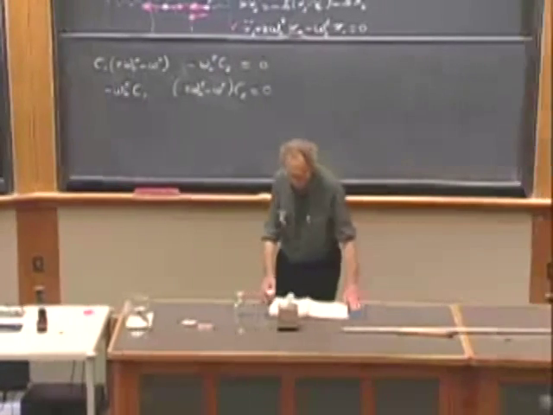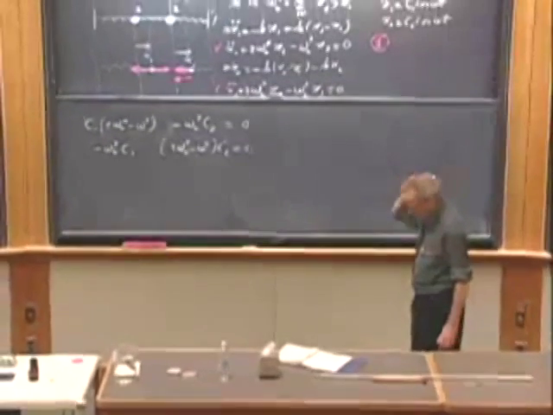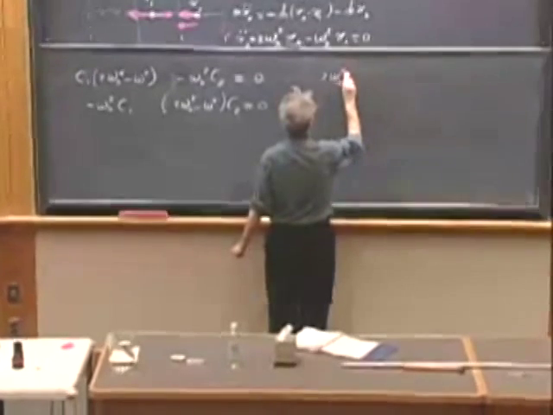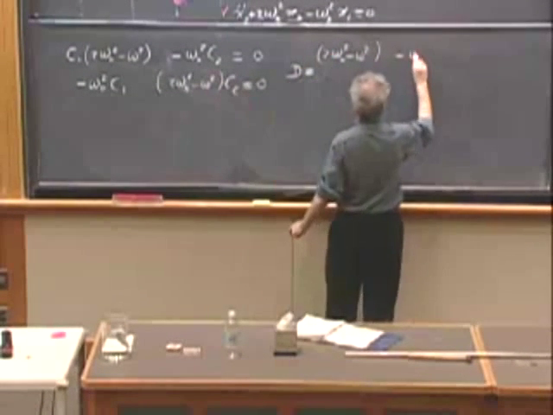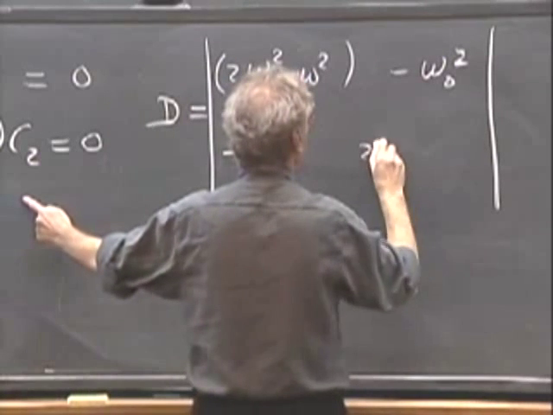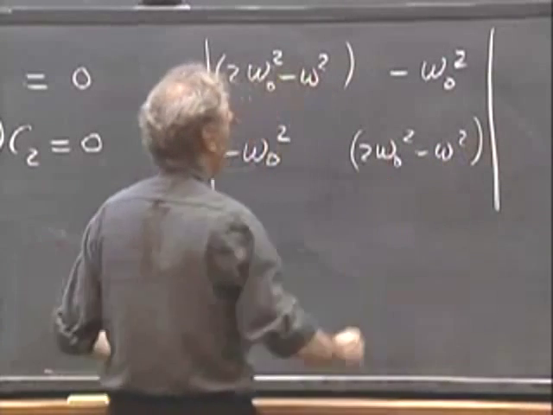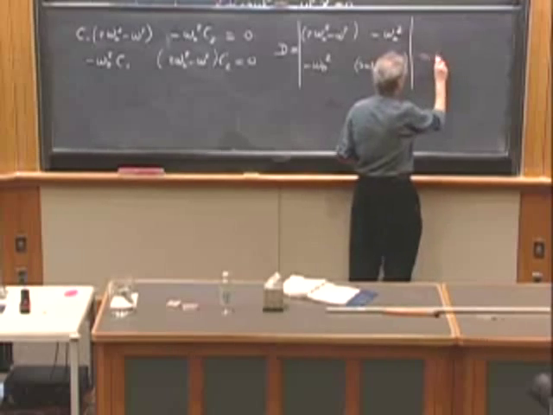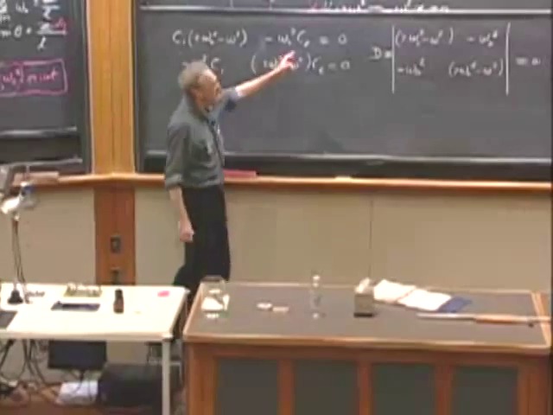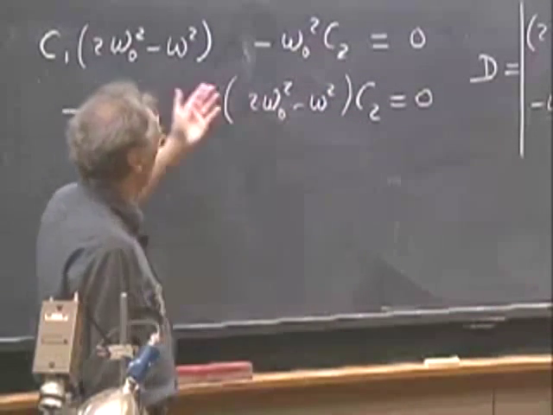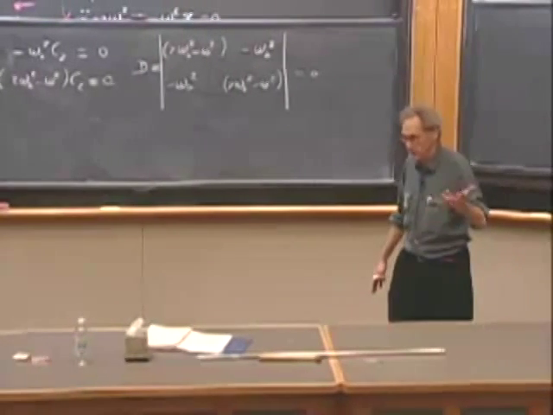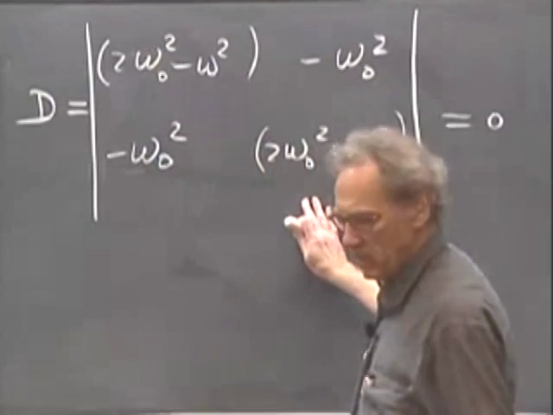So now you may do that any way you want to. This is not so difficult to solve. I will, however, use Cramer's rule, and I will introduce a D, which is the determinant of the following: 2 omega 0 squared minus omega squared, and then here minus omega 0 squared, and then here minus omega 0 squared, and here 2 omega 0 squared minus omega squared. And this now must be 0 if I am looking for solutions which are not c1 is 0 and c2 is 0. It's clear that if c1 and c2 are 0, the equations are satisfied. 0 is 0, but that's not an interesting case. And the only way that you can get a solution which is interesting, with values for c1 and c2 which are not 0, is by making this determinant 0.